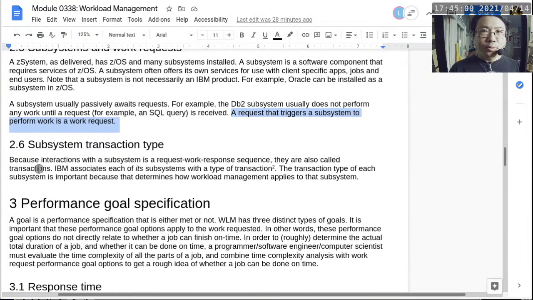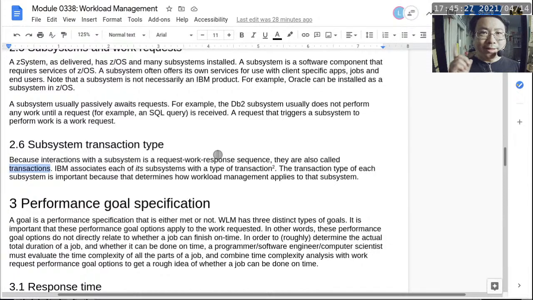So section 2.6 is pretty short. All it does is explain what a subsystem transaction type is. It starts by explaining that interactions with a subsystem follow a request, then you perform the work, and then you respond kind of sequence. So they're also called transactions. IBM used the term transaction to refer to these three items in a sequence.